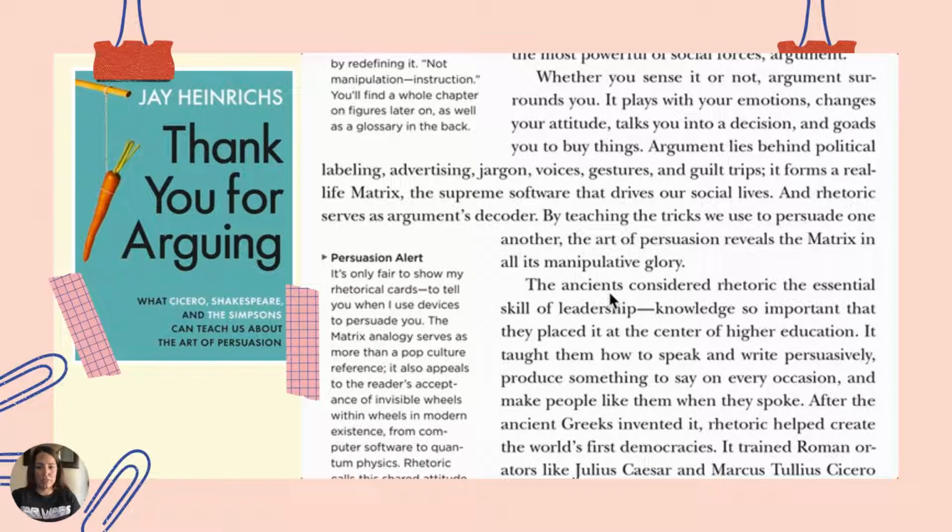Heinrichs then goes on to explain how rhetoric led to the world's first democracies and was a valued skill to the ancients.